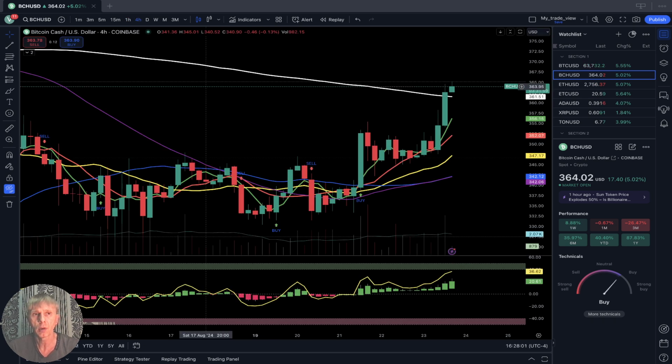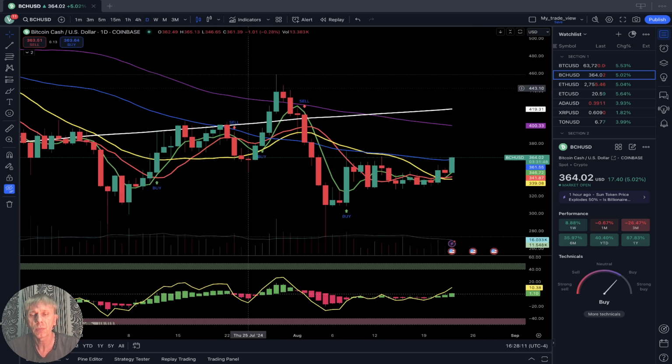4 hours time frame, also last bar above all moving averages, bullish trend, bullish crossover. Daily time frame, last bar did a bullish crossover and bounce and touched and closed at the SMA 50 level. SMA 50 level, strong resistance, could be rejection as of now, plus 5%.